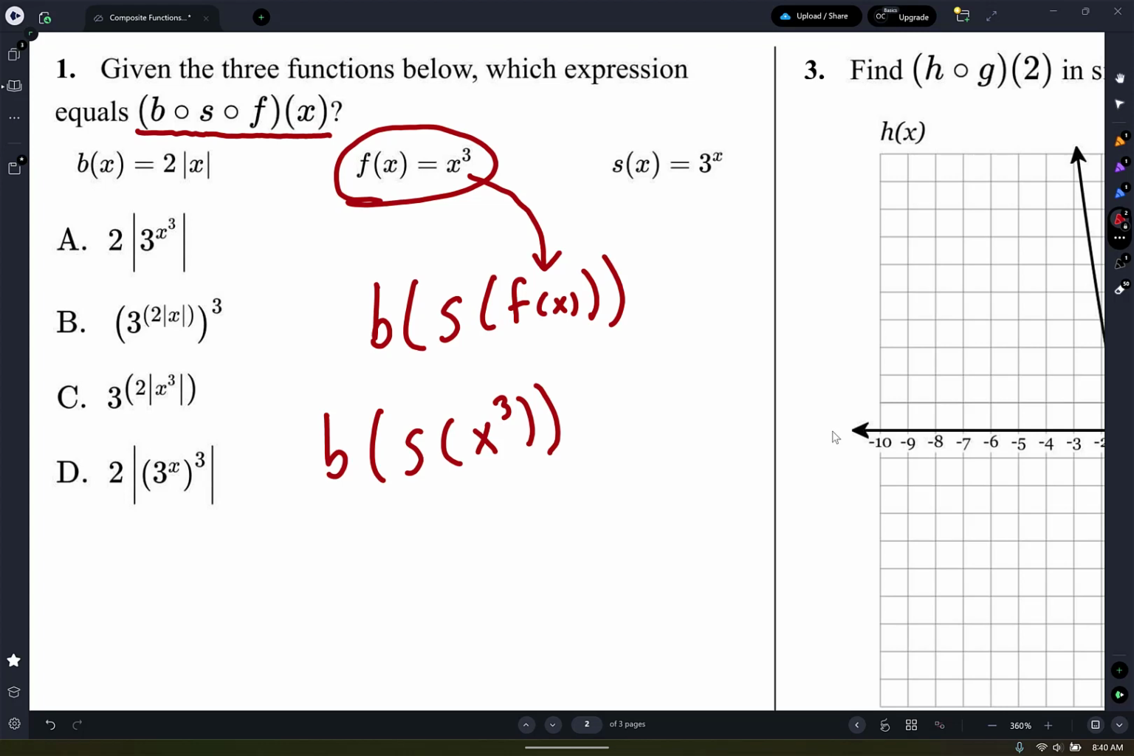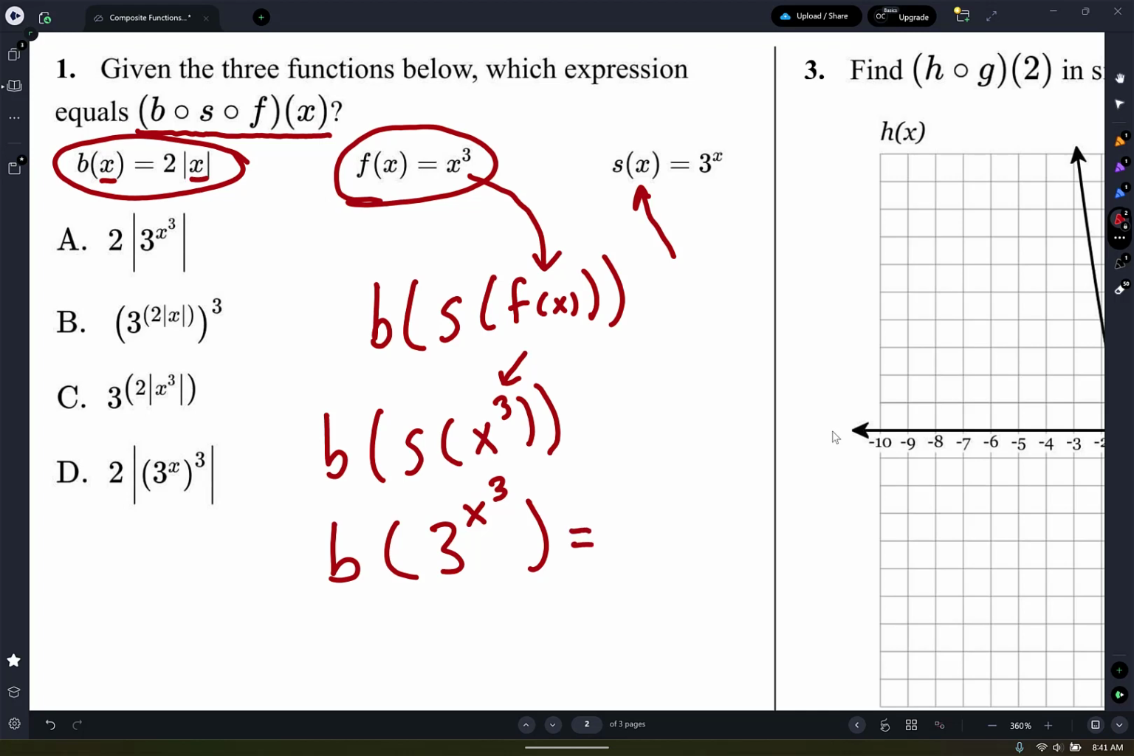Now look, x cubed is in front of s, that's s of x cubed, so there it is. Wherever your exponent is, you're going to type this expression, x cubed. So now I have b, and it says 3 to the power, and I'm not going to write x, I'm going to write x cubed. 3 to the power x cubed. Now I go to my function b. Wherever you have an x, that's where you're going to write 3 to the power x cubed. Do you guys see that? So this is 2 absolute value, and I'm putting 3 to the x cubed in there, close absolute value.